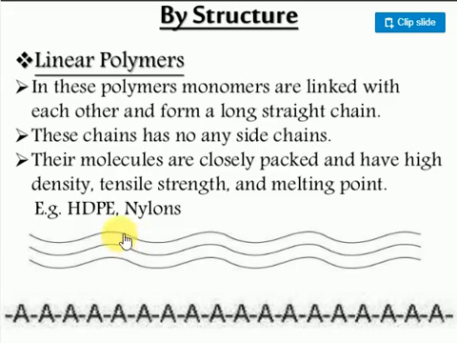Look, are there any branches here? You find any branch here? No. Nothing but this is the linear polymer only. These molecules are closely packed. Why are they closely packed? Because no branches are there, they can easily be arranged one by one. Generally their molecules are very closely packed and have high density, tensile strength and melting point. An example is high density polythene. Nylons are there too, nothing but linear polymers only.